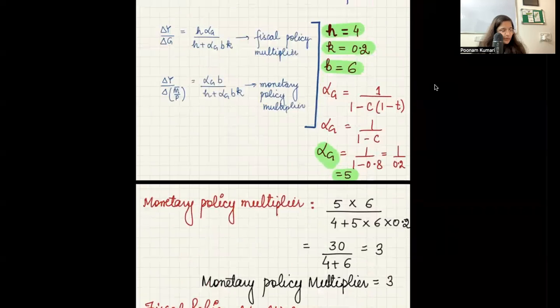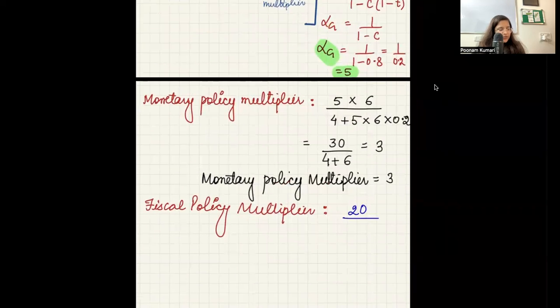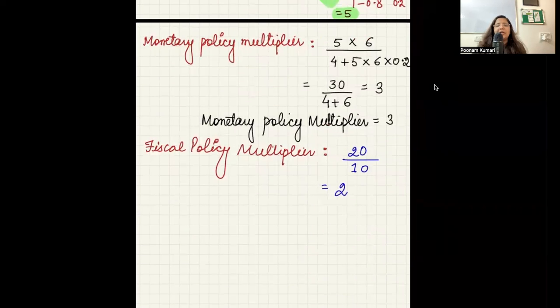H is 4, alpha g is 5, 5 4 20 divided by whatever is the denominator. I'll just use the same denominator which is 10. So when you do that you're going to get 2. So हमारा fiscal policy multiplier जो है वो क्या होगा, 2 times.